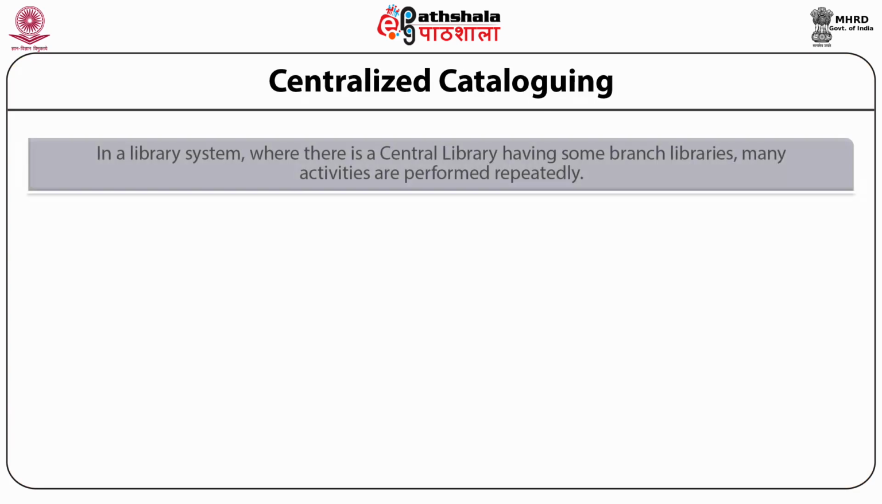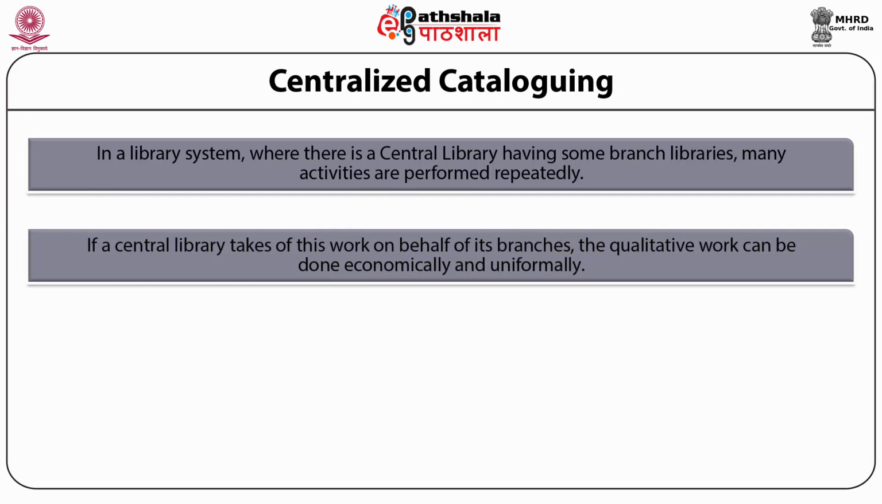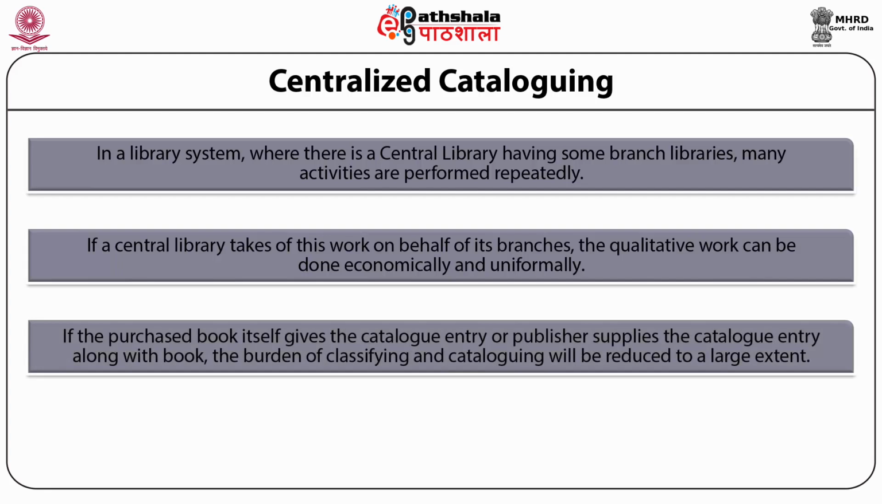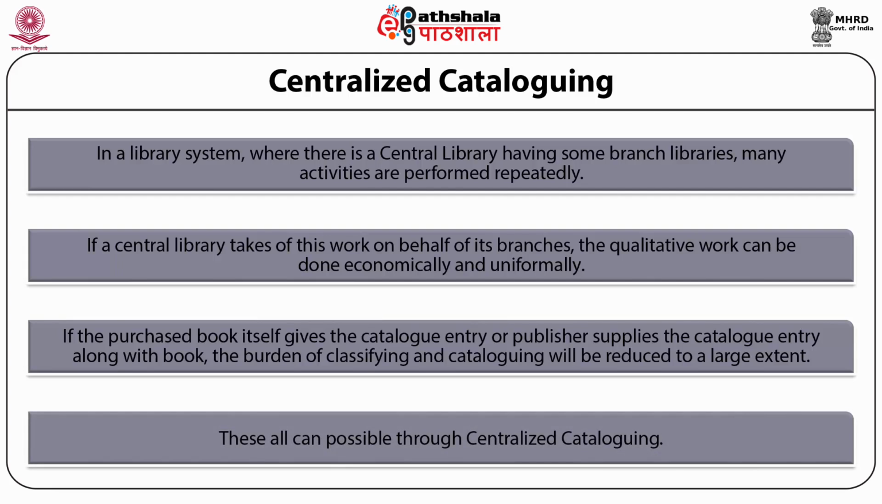Centralized cataloging. In a library system where there is a central library having some branch libraries, many activities are performed repeatedly. If a central library takes this work on behalf of its branches, the qualitative work can be done economically and uniformly. If the purchased book itself gives the catalog entry or publisher supplies the catalog entry along with the book, the burden of classifying and cataloging will be reduced to a large extent. These all can be possible through centralized cataloging.